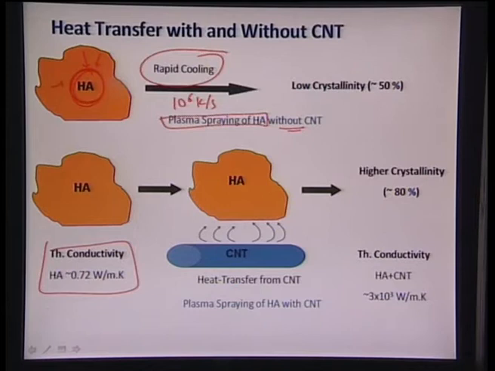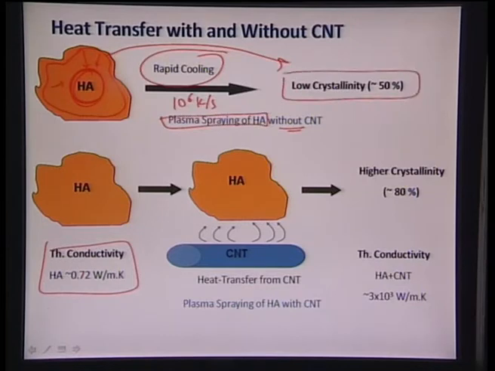So obviously only the surface gets heated up, and then it cools down once it impacts the substrate, and it achieves a very low crystallinity, because on impacting the substrate it forms a thin splat. So its thickness is very, very fine, and most of the surface is devoid of heat. This heat is released to the substrate very quickly. So it is not finding enough time to heat up itself.